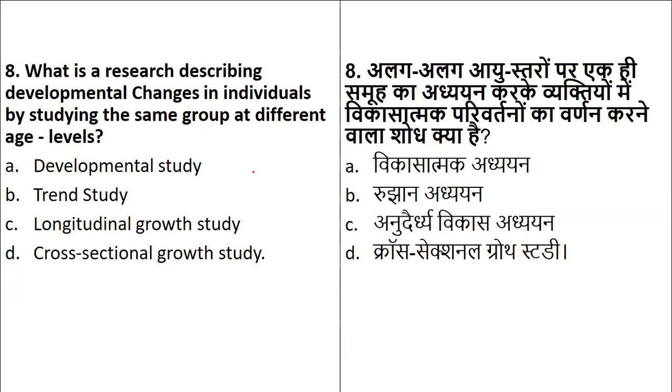Here, what is a research which describes developmental changes in individuals by studying the same group at different age levels? Like the age level is 10, the age level is 20, the age level is 30. So it is called what? That's the reason I stressed the words different age levels. Even if it is 5, 10, 15, 20, it is an elongated period. So it is called what? Longitudinal growth study. Okay, fine.